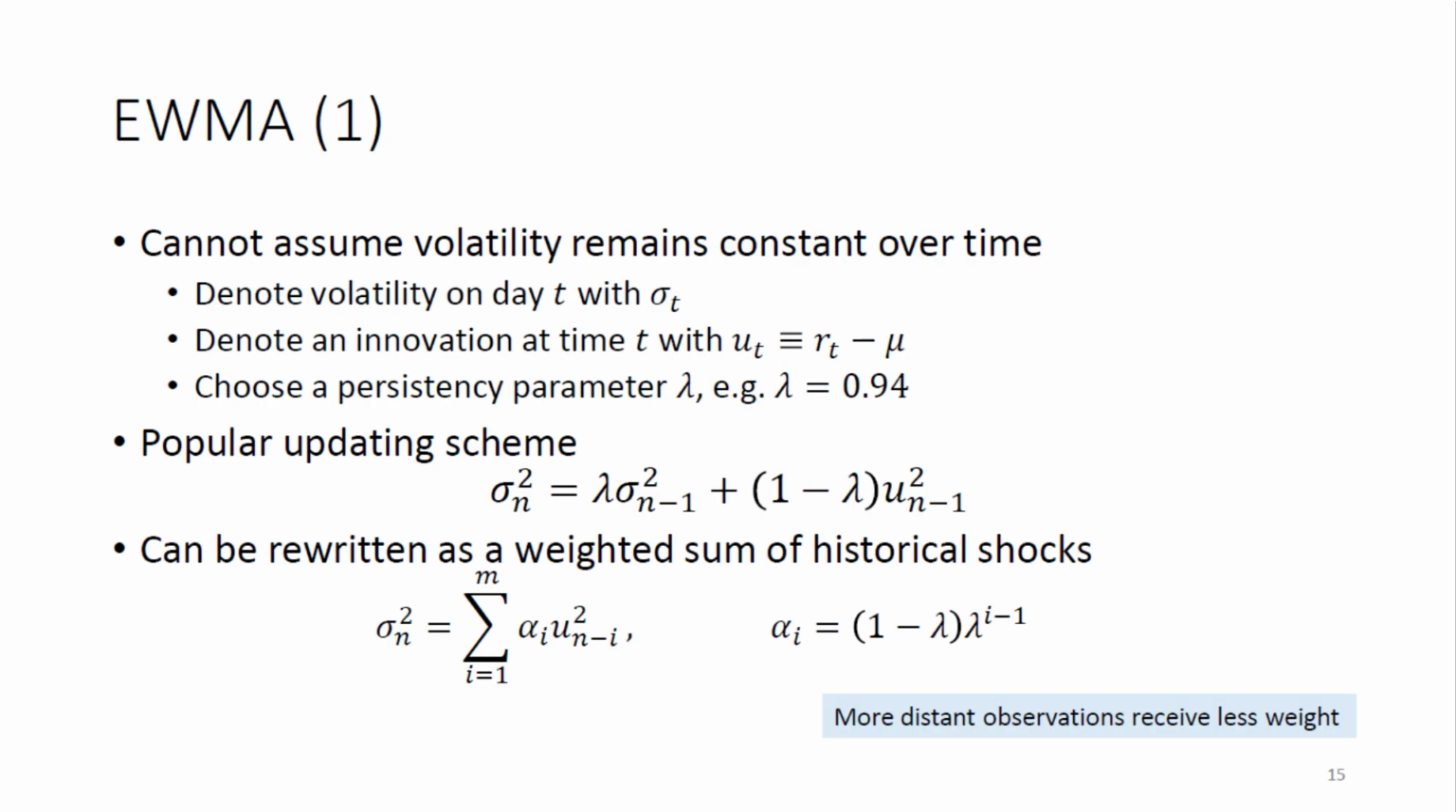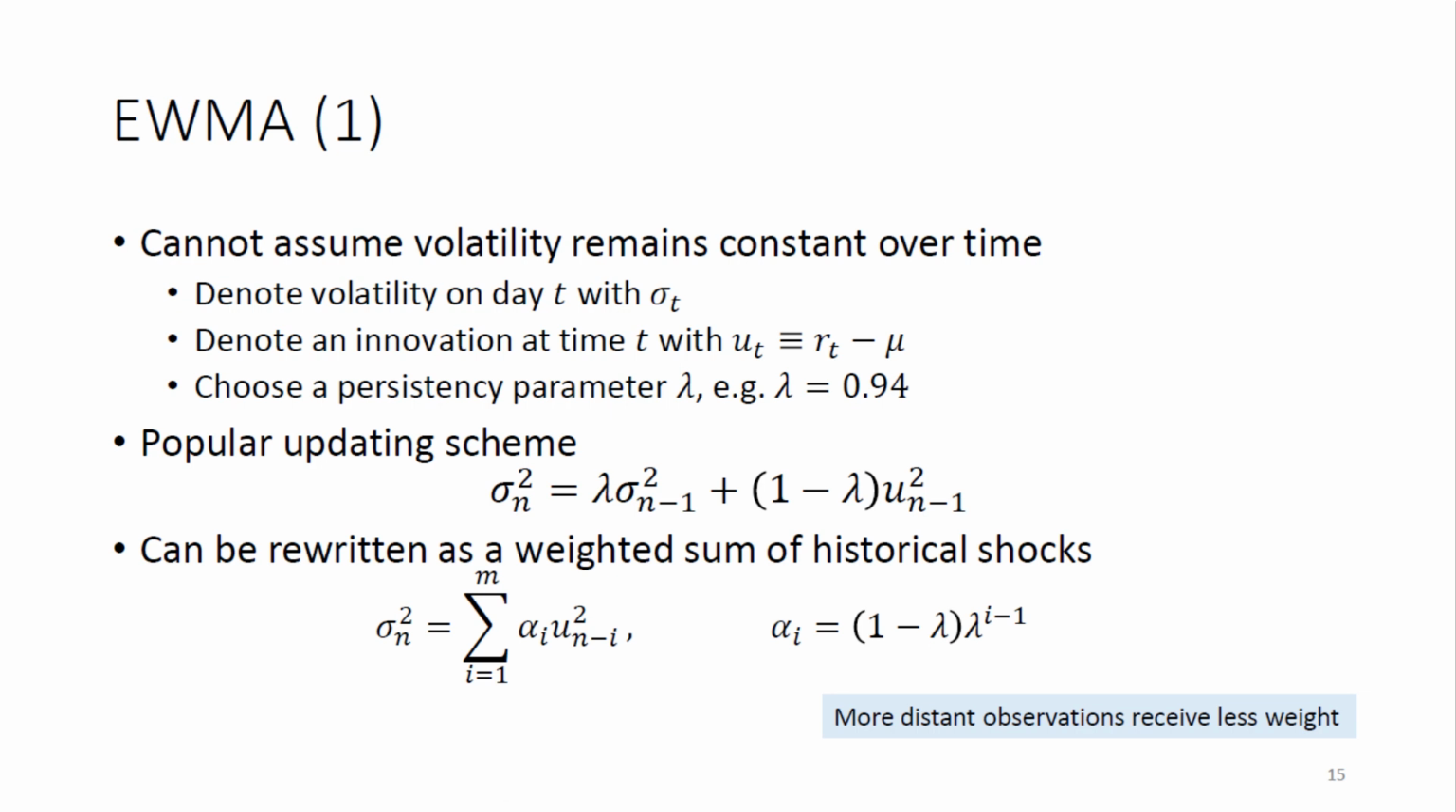So now let's look at the weighting schemes. The first weighting scheme is the exponentially weighted moving average weighting scheme. Let me first introduce some notation. So here we assume that volatility is not constant over time, but is changing over time. And to represent the volatility at day t, I use as notation sigma t. So sigma for volatility and t for the moment in time.